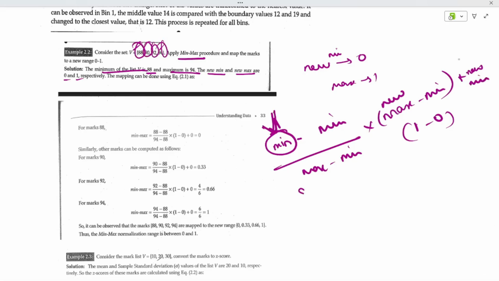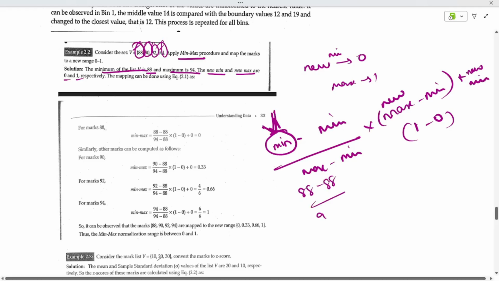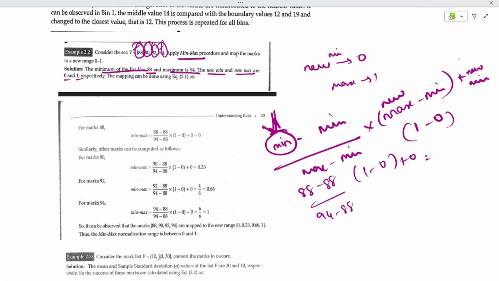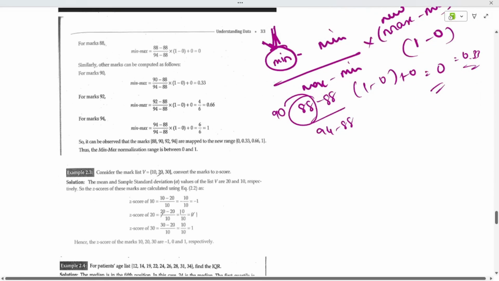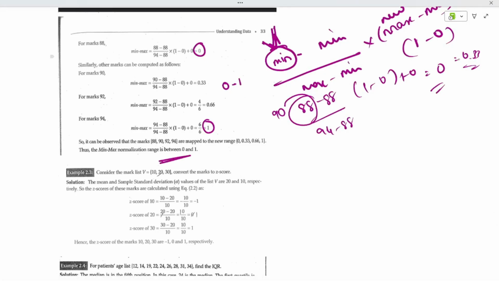You will be replacing: 88 minus 88, divided by 94 minus 88, into 1 minus 0, plus 0. What do you get? 0. Next you replace V with 90. Again, what do you get? 0.33. You continue like this, and the difference you observe here is that it started from 0 and the last answer is 1. So the answers lie between 0 and 1. That is how you write the conclusion here. That is about min-max normalization.